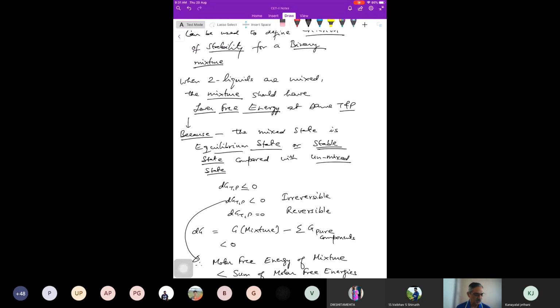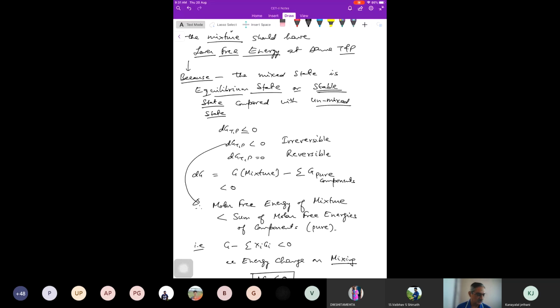So dG is less than or equal to 0, we have seen, for reversible, irreversible, that's right. If I am taking two components, suppose I take ethanol and water or any two systems and mix them together, is the mixture going to be stable or not? That's going to be based on what we derive. So dG is nothing but G of the mixture after mixing minus summation of G of the pure components. Okay? And this is less than 0 for reversible process.